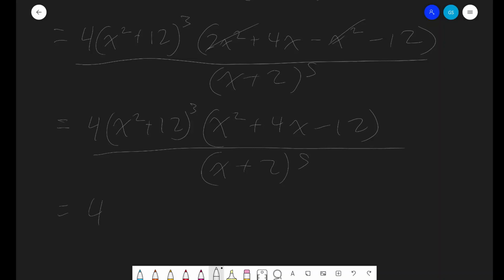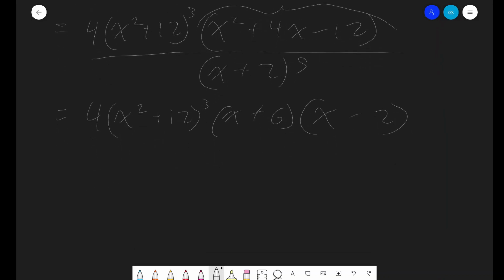And we can do a quick step here, and that's we can just factor this guy here. So that would just be x plus 6, x minus 2, right? Because if you expanded that, x squared, then you get 6x minus 2x, 4x, 6 times negative 2, negative 12, all over x plus 2 to the 5. Yikes. So 4 times x squared plus 12 to the 3, x plus 6, x minus 2 over x plus 2 to the 5. And yeah, that's pretty much it.